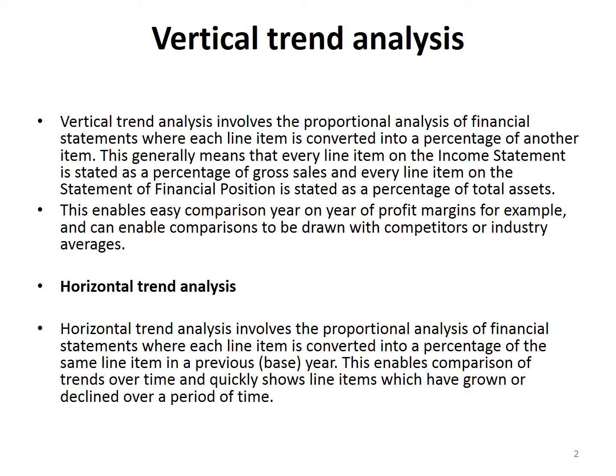So we will read this. Horizontal trend analysis involves the proportional analysis of financial statements where each line item is converted into a percentage of the same line item in the previous or base year. Likewise, the example I gave you. This enables comparison of trends over time and quickly shows line items which have grown or declined over a period of time.